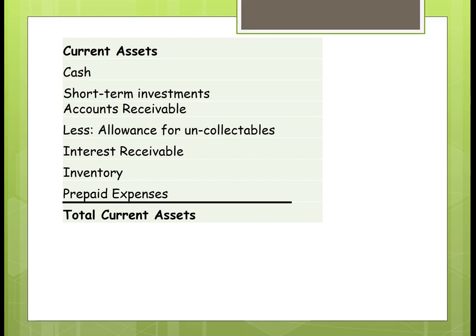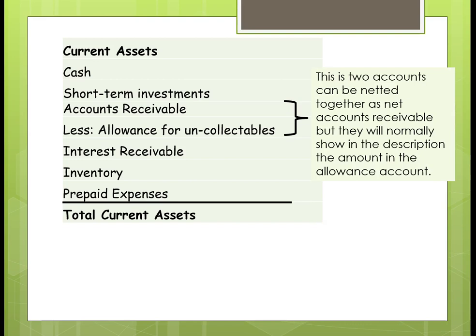Now, this is how they, i.e. the book, shows you cash, short-term investments, accounts receivable, less allowance for doubtfuls, interest receivable, inventory, and prepaid expense. Just so you know, I would normally have put inventory before interest receivable, but again, you'd want to look at the detail to see exactly when that interest is going to be received. Now again, these two accounts are normally netted on the financial statements, and then they have a description along with net accounts receivable that tells you the amount for allowance.